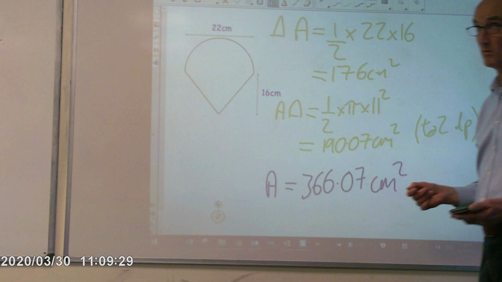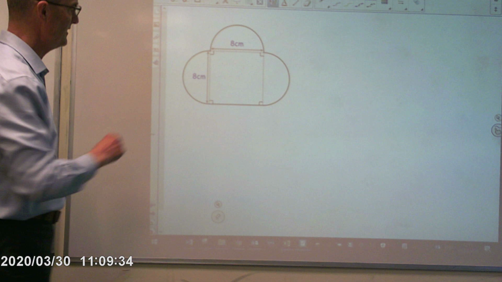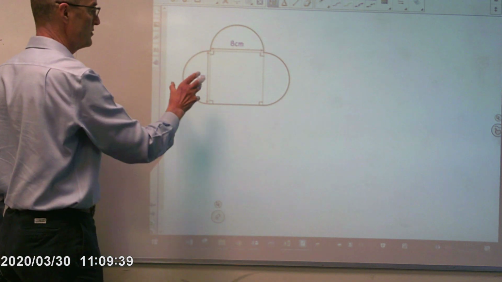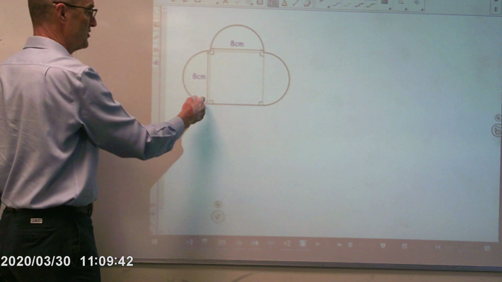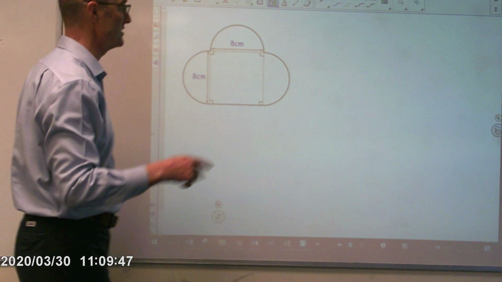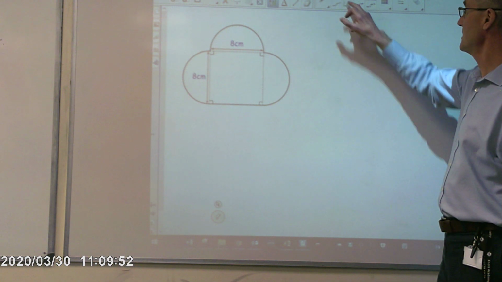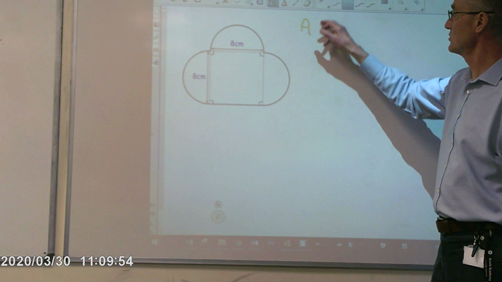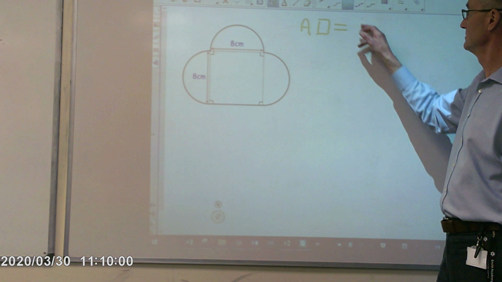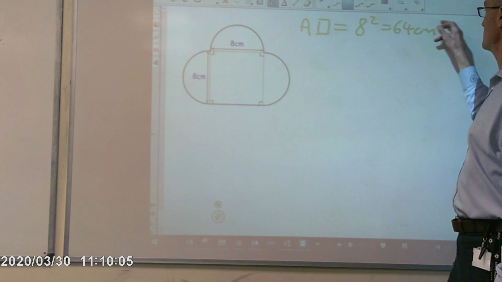So the final example, the third example. Now what have we got here? We've got a square, and we've got 3 semicircles. Now each of those semicircles is the same size, with a diameter of 8 centimetres. So let's work out the area of the square, which is just 8 times 8. So that's 64 centimetres squared.